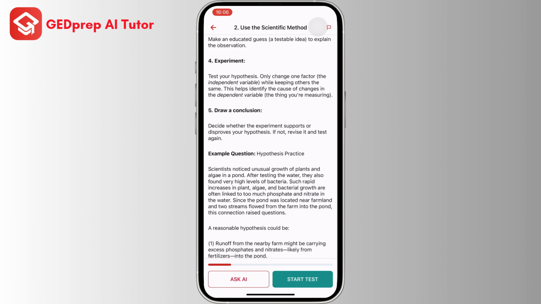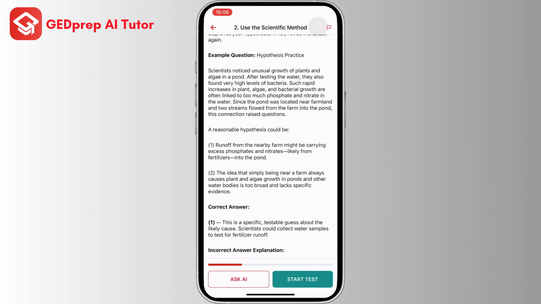Example. Hypothesis practice. Scientists noticed unusual plant and algae growth in a pond, along with high bacteria levels. These problems are often linked to too much phosphate and nitrate, chemicals found in farm fertilizers. Since the pond was near farmland, scientists developed a hypothesis. Hypothesis 1. Runoff from the farm may be carrying excess phosphates and nitrates into the pond. Hypothesis 2. Simply being near a farm always causes plant and algae growth.